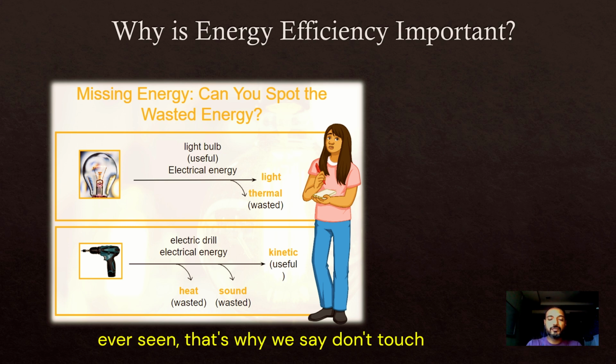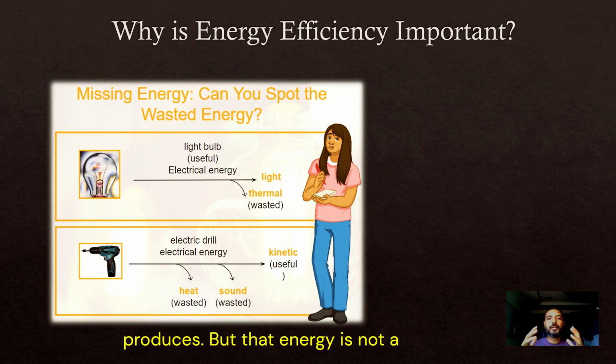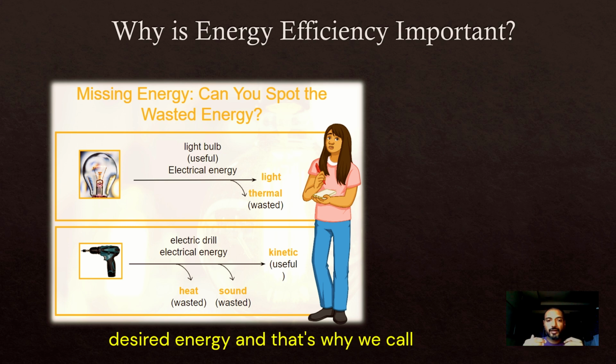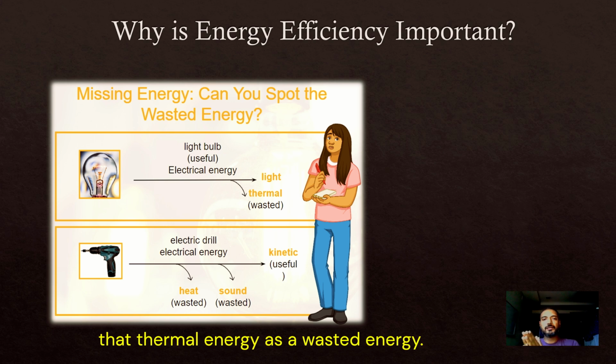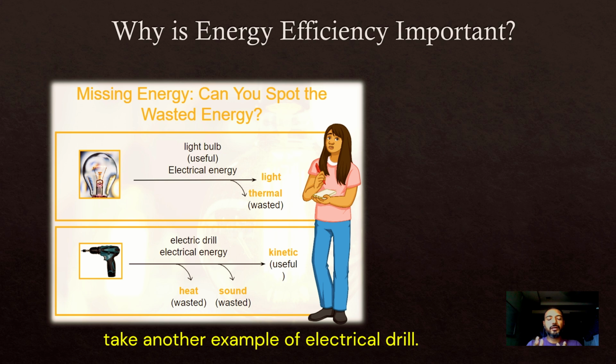Okay, so if you have ever seen, that's why we say don't touch the bulb. Why? Because it is very hot, and that's the thermal energy it produces. But that energy is not a desired energy, and that's why we call that thermal energy wasted energy. Okay, so can you spot that wasted energy? Yes, it is in the form of thermal energy which is being transformed from the electrical energy. Okay, let's take another example of an electrical drill.